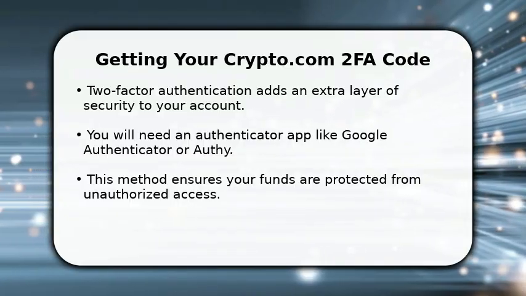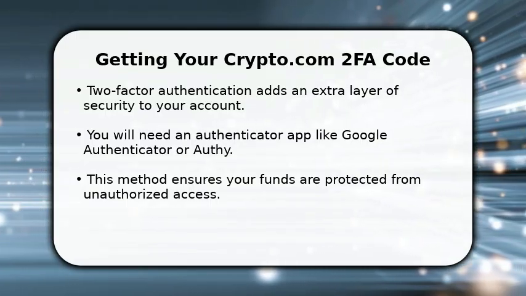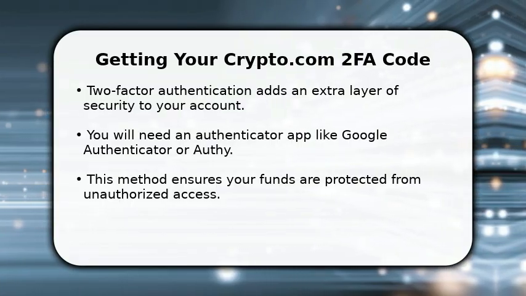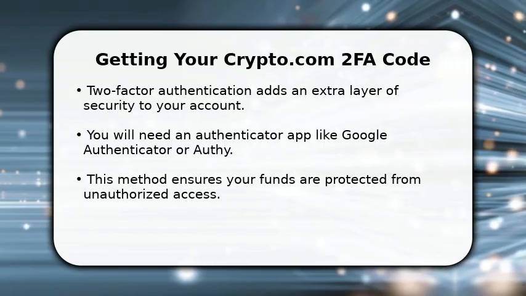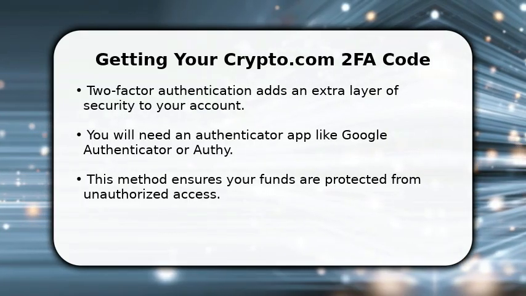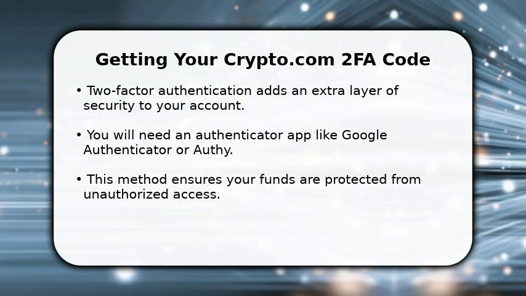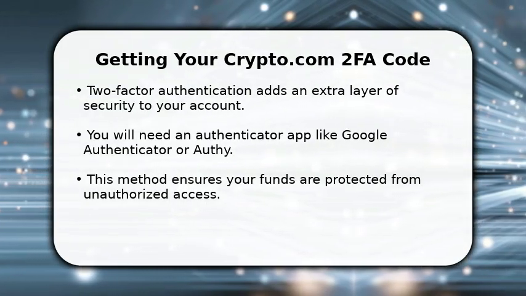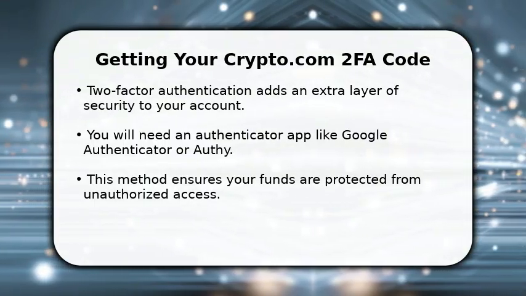In this video, I will explain how to get your two-factor authentication code on crypto.com. This easy method helps secure your account with an extra layer of protection. You'll typically use a separate authenticator application, such as Google Authenticator or Authy, which generates a unique, time-sensitive code. This process is crucial for safeguarding your digital assets and ensuring only you can access your account.